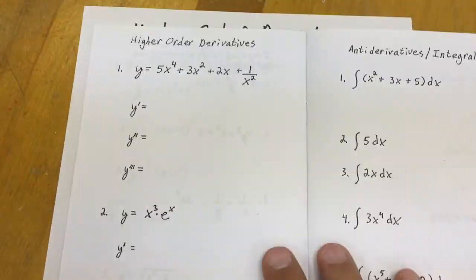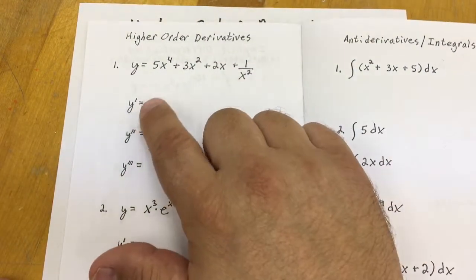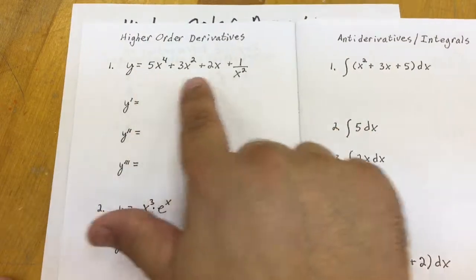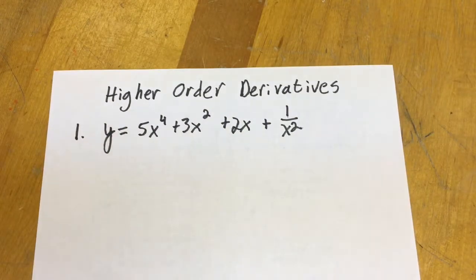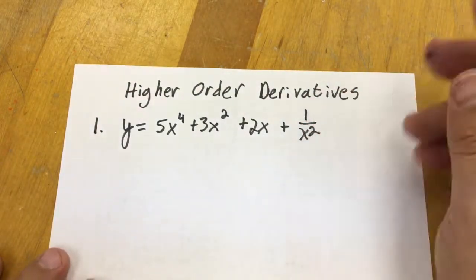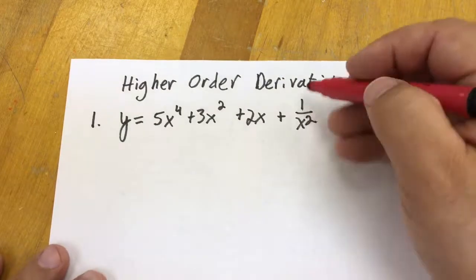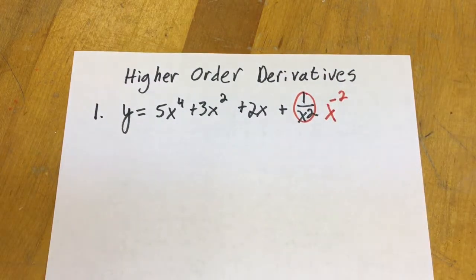Page 11, what we're going to do here is some higher order derivatives. What that means is that I want to find the first derivative, the second derivative, and the third derivative of this long expression. And we're just going to get started. The first thing I'd like to do is rewrite this with a negative exponent, because I don't want to have to do quotient rule. As we did before, it's a little complicated. So I'm going to rewrite that as just x to the negative second. And now I'm going to take the first derivative of that.